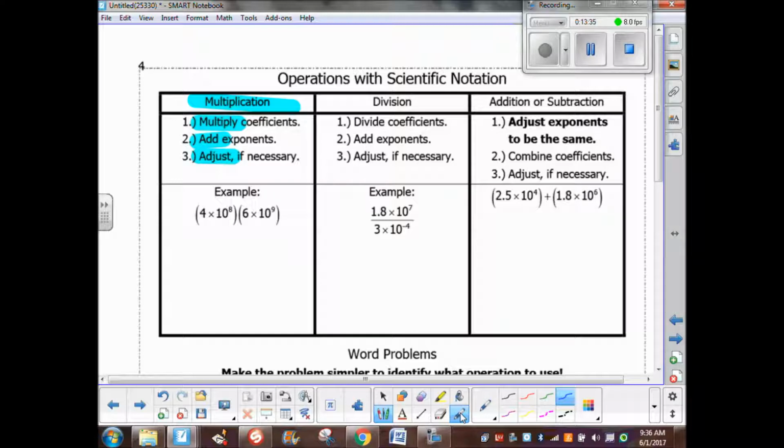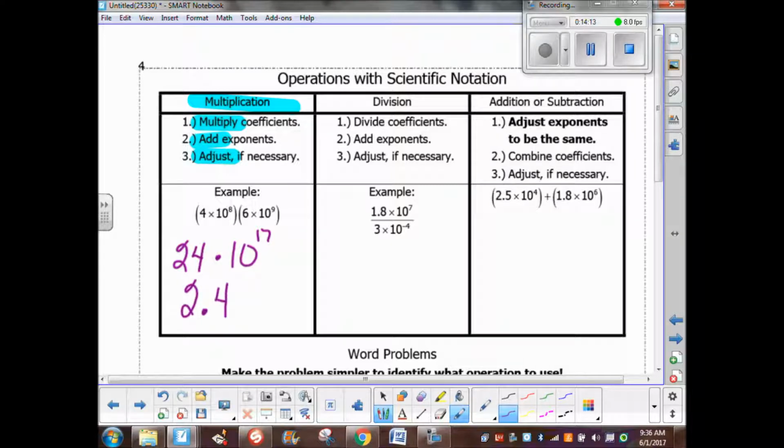So, multiply the coefficients for me. Julia, what's 4 times 6? 4 times 6, try one more time. 24 times 10, and it says add the exponents. Go ahead, Julia, what's 10 to the 8th times 10 to the 9th? Add those, yeah, to the 17th. Now we've got to adjust it, just like we just got done doing. What do I need to make my coefficient? 2.4.